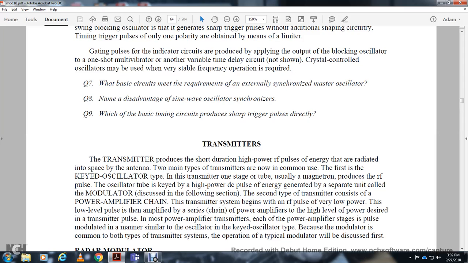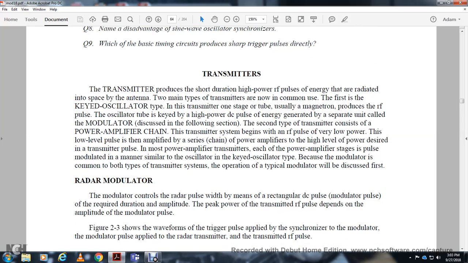The second type of transmitter consists of a power amplifier chain, beginning with a radio frequency pulse at very low power level that is amplified by a series of power amplifiers. This provides the highest power and is the most powerful of the transmitter types. Each of the power amplifier stages is modulated in a manner similar to the keyed oscillator type. Because the modulator is common to both types of transmitter systems, the operation of a typical modulator is discussed first: the radar modulator.